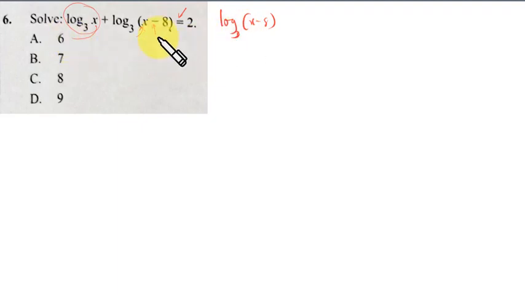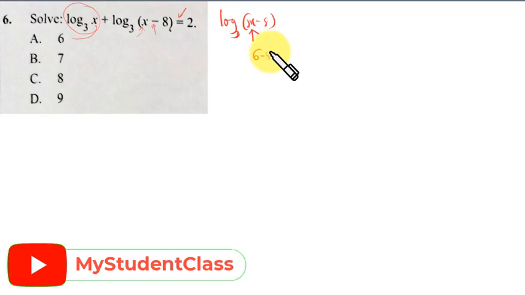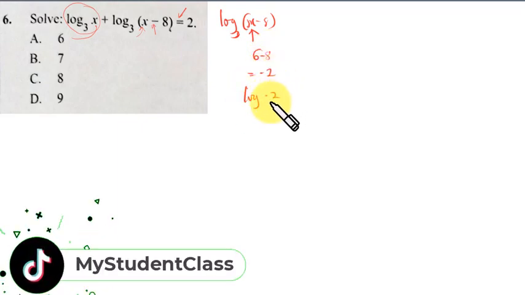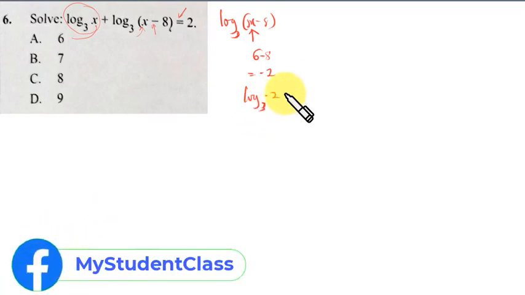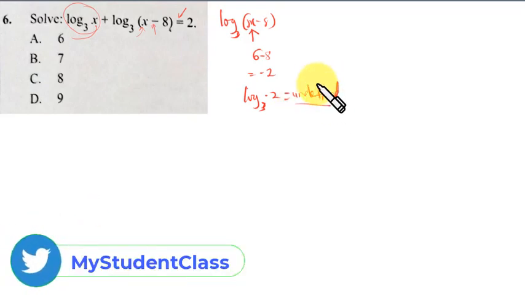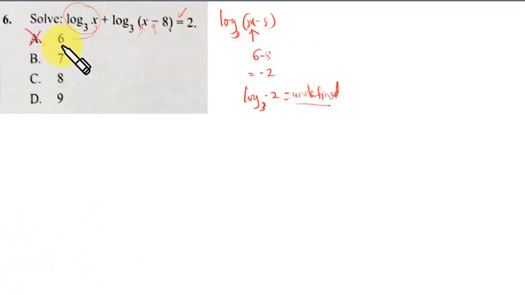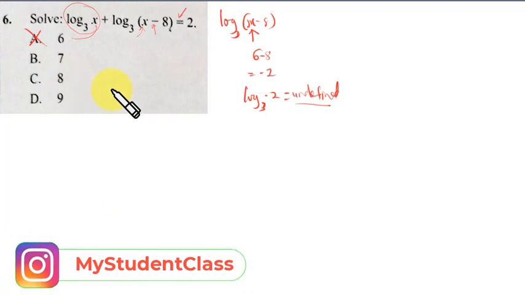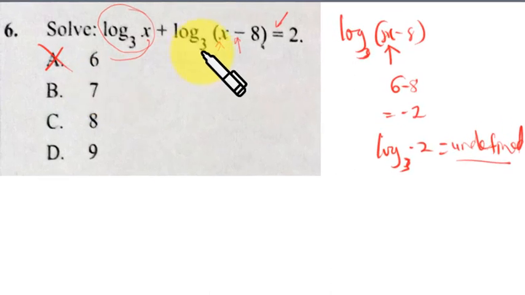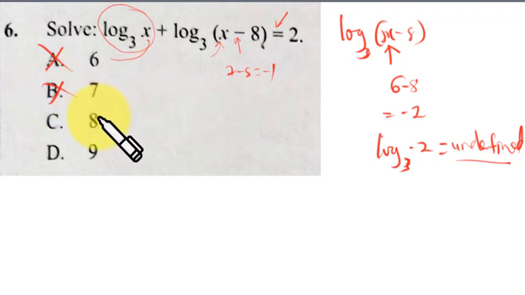Now if we put 6 into x here, we will have 6 minus 8, which gives us negative 2. Now log of a negative number is undefined. It is not a real number. So that makes option A incorrect, because we cannot find the logarithm of a negative number. We will not get a real number. Now when you put 7 here, in the same vein, 7 minus 8 gives negative 1. Log of a negative number is undefined, so that makes B incorrect.